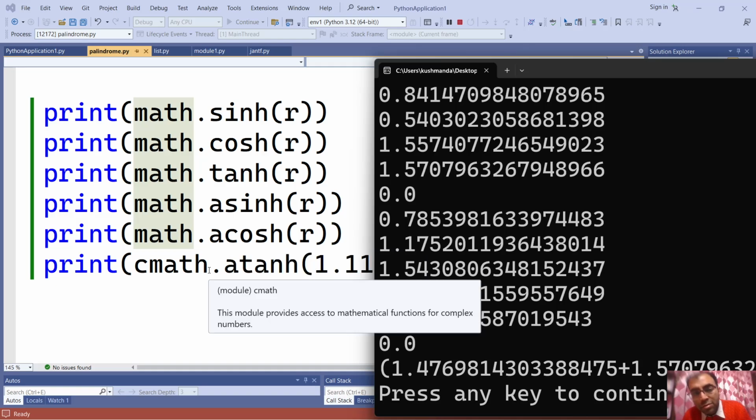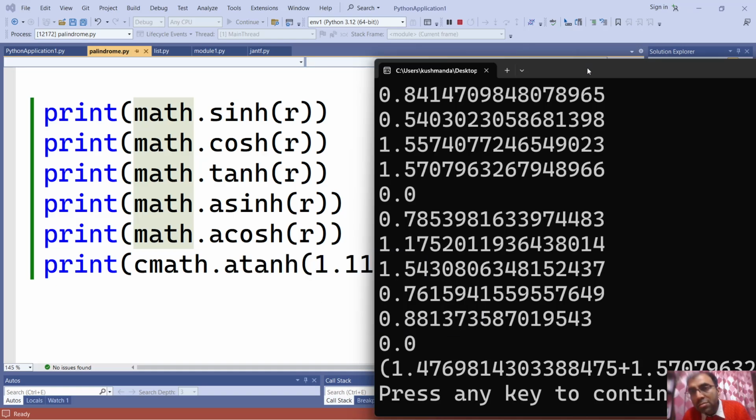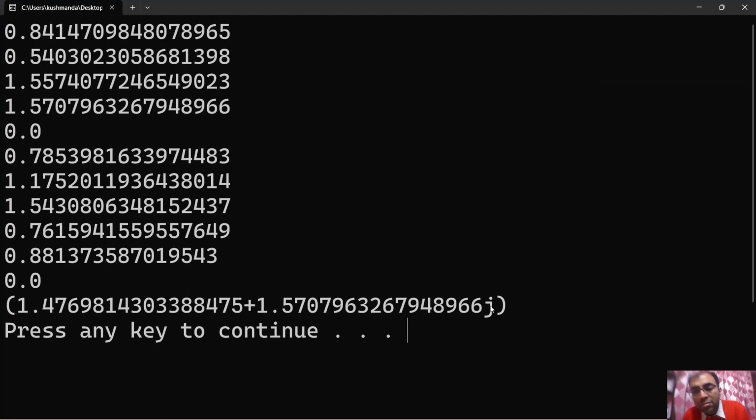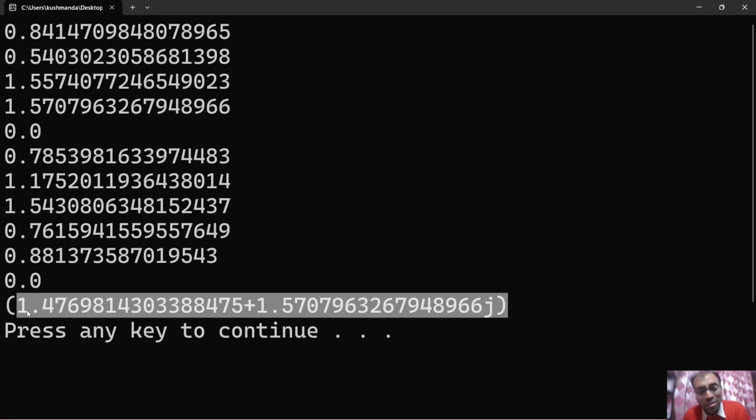This last one, which was a little abnormal, here I am getting some sort of a complex number, i plus j, because iota plus j, I mean, this is how a complex number looks like. So that's all, and thank you.